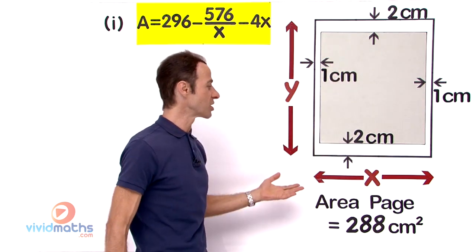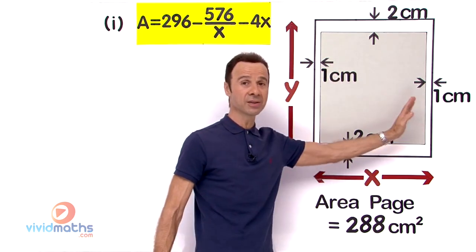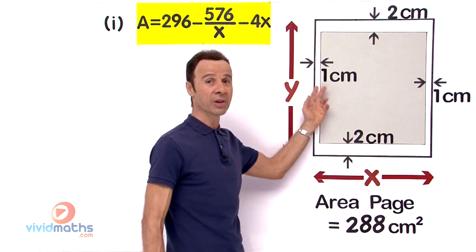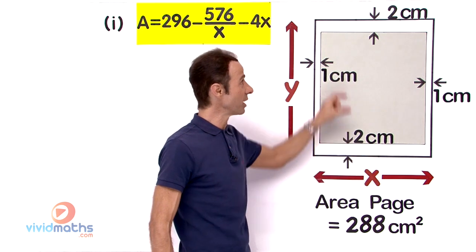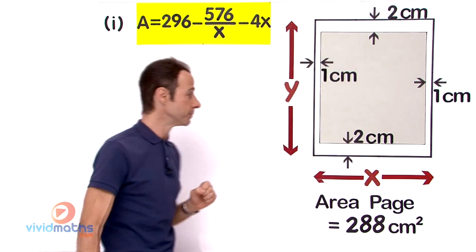So for this particular example, we have margins left and right. We have a margin of 1 centimetre on the left and 1 centimetre on the right. And top and bottom, we have 2 centimetre margins, respectively.